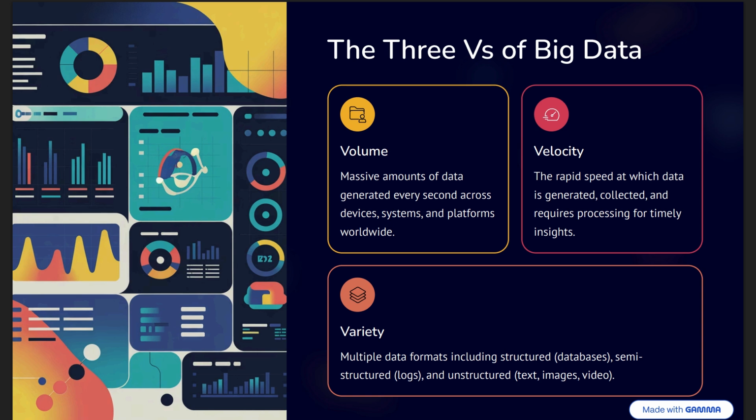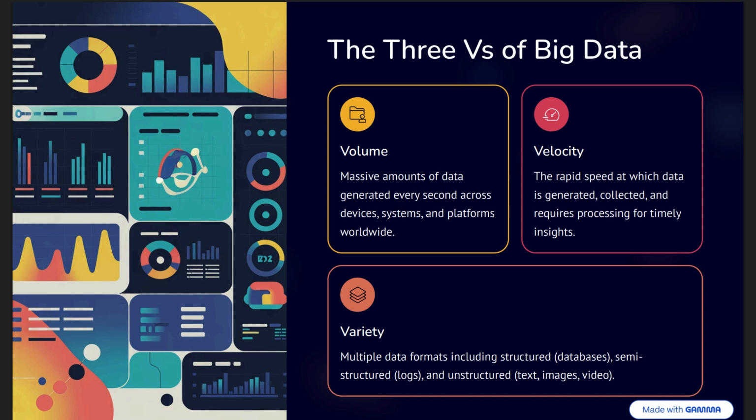Now, big data is commonly described using the three V's: volume, velocity, variety. Volume refers to the massive amount of data generated every second. For example, Facebook users upload around 300 million photos daily, and YouTube users watch billions of videos every day. Traditional tools simply cannot handle such large volumes.